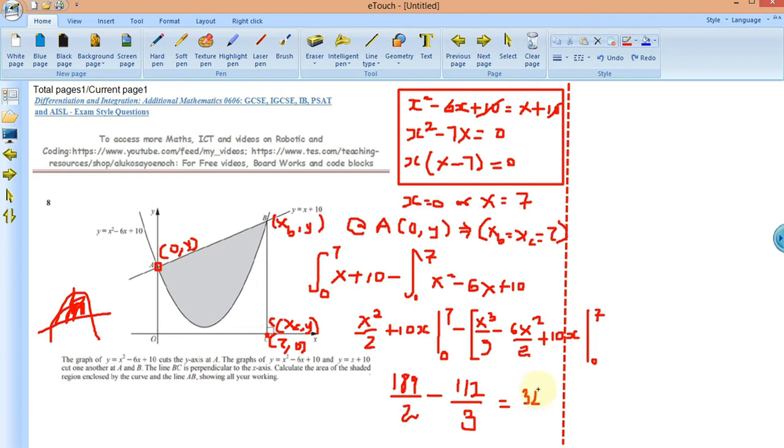So you can go ahead and enjoy this, 343 over 6. Let me get my answer in decimal form: 57.16. And they asked us to take it to 1 dp, so I will just go with 57.2. Sorry about that, since it is area, we can just use unit square.